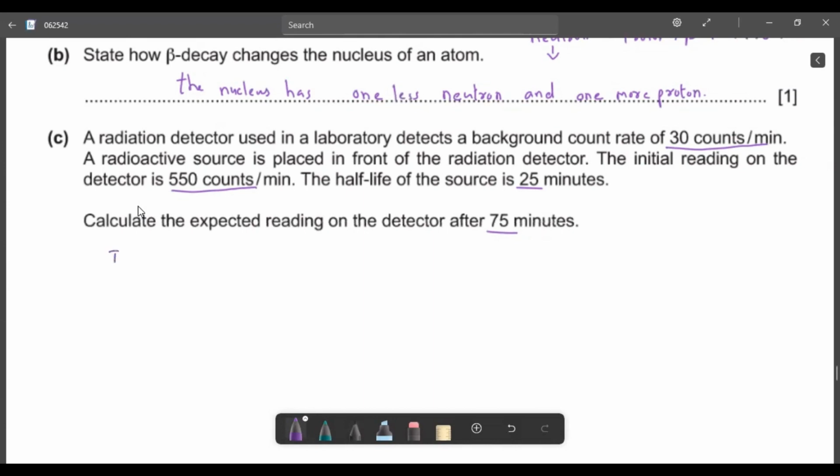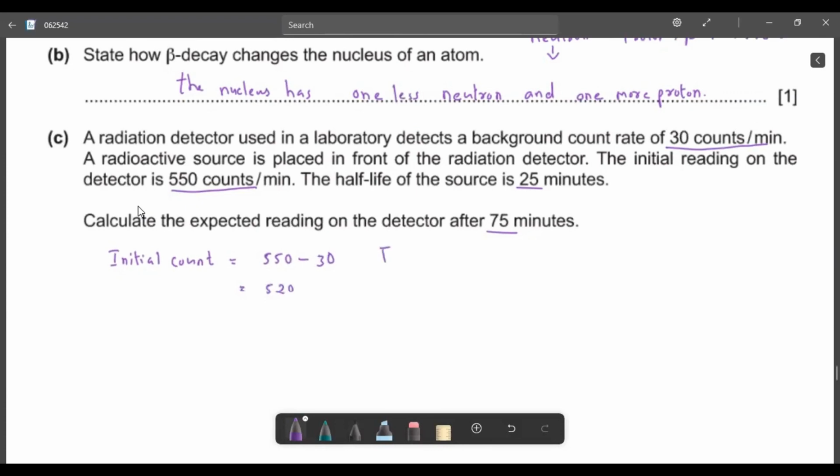So, first we will find the initial count. The reading shown is 550, and the initial count due to the source will be 550 minus the background count rate, that is 30. 550 minus 30 is 520.